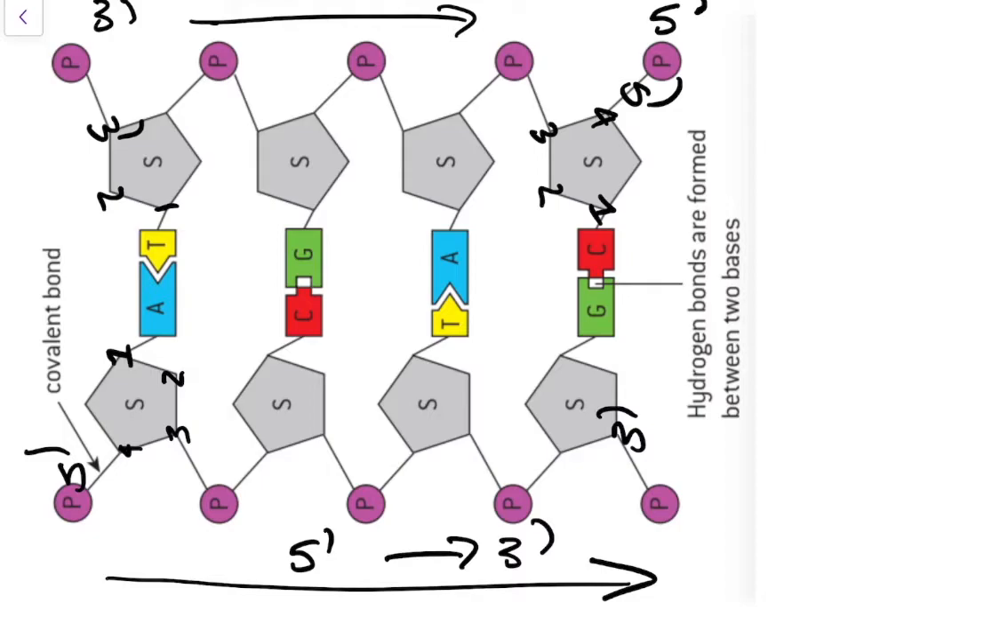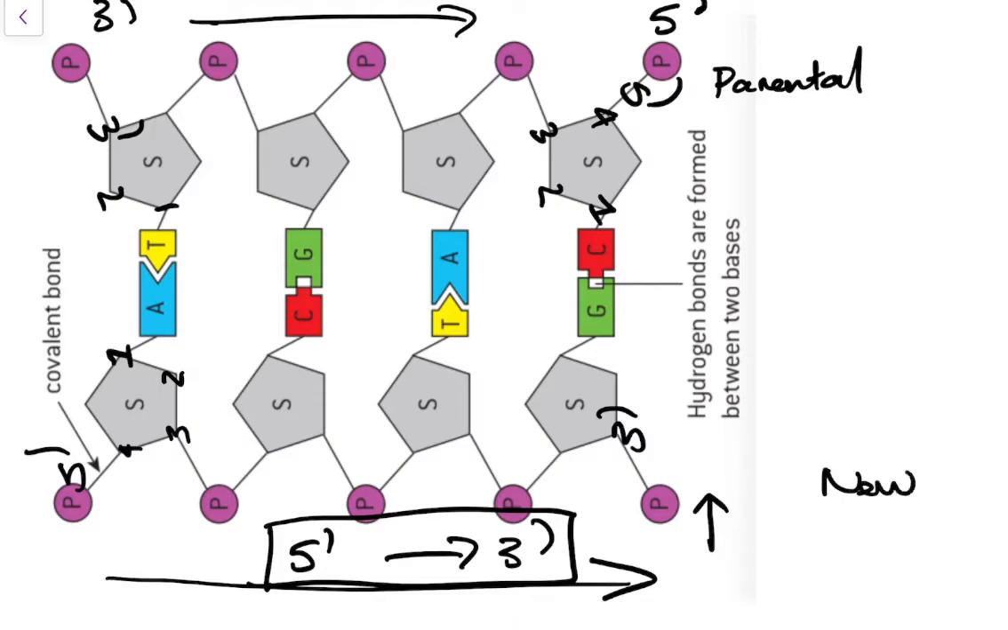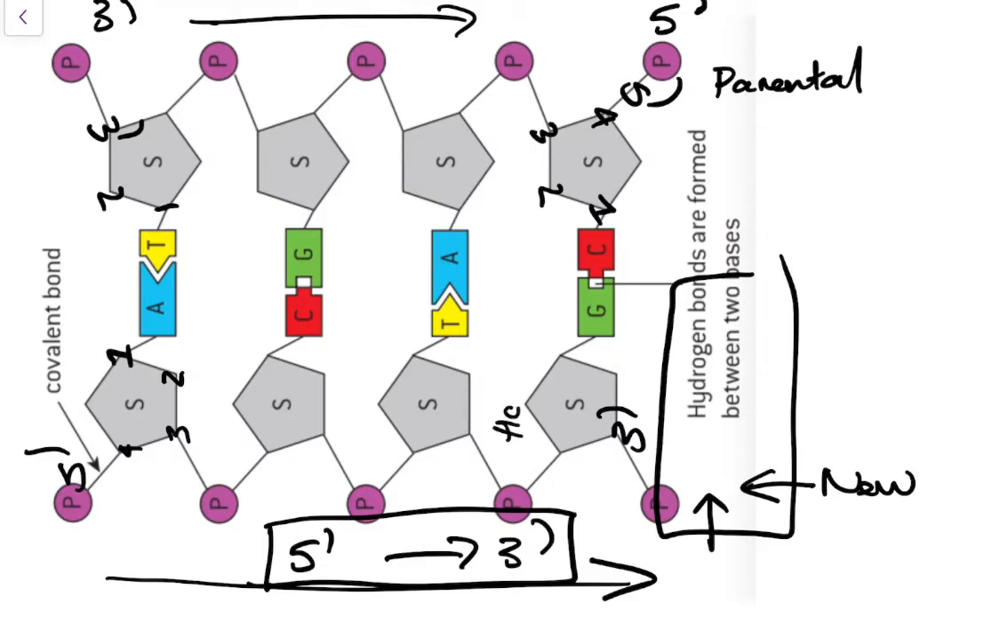Okay, so we need to remember that DNA polymerase 3 can only work in one direction. It can only add a new nucleotide if the top was the parental DNA and this was the new strand at the bottom. It could only add a new nucleotide in down here. It could only add it at the 3' end. So an easy way to remember that is that if this is the house, kind of looks like a house, it can only add in at the bottom. It adds in at the bottom of the house, not at the top.